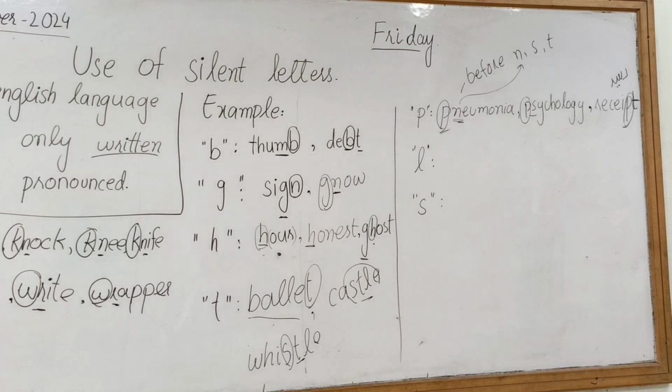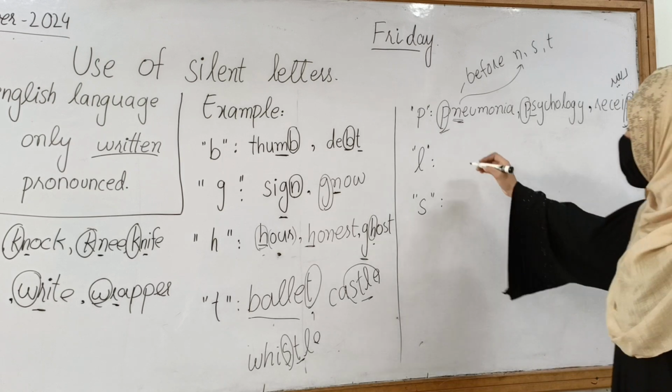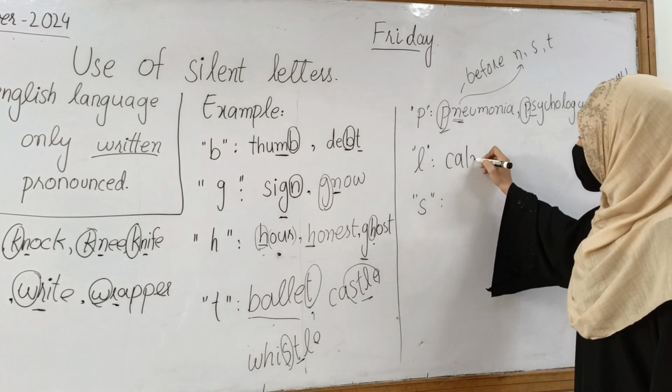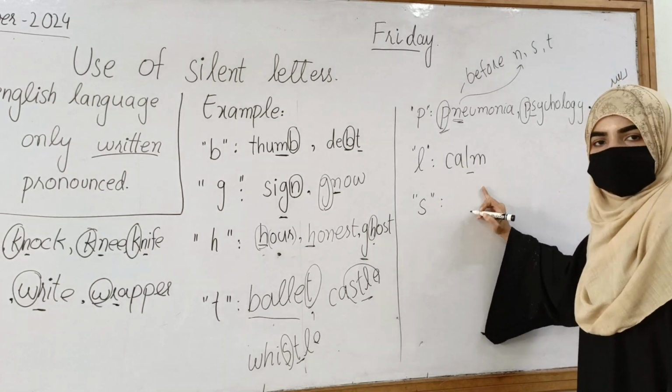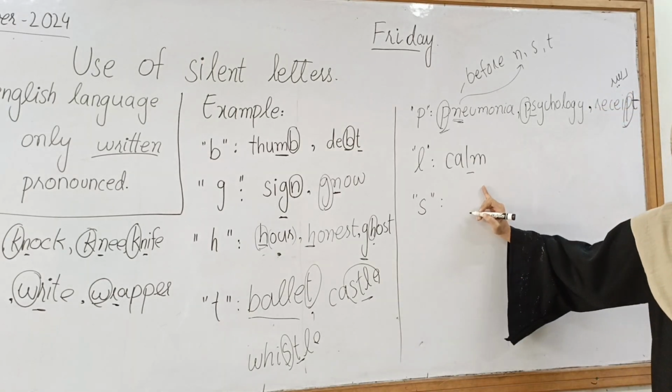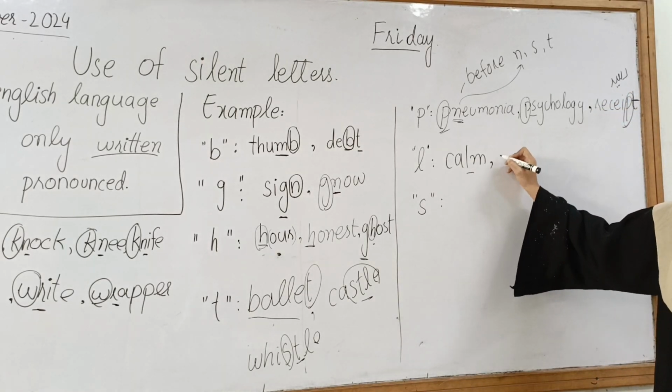L is silent before M, L is silent before F, L is silent before K, and also silent before D. You can say when it comes in the middle of some words, it's silent. I will give you some examples, such as calm. Okay, it's calm. Okay, it's calm.